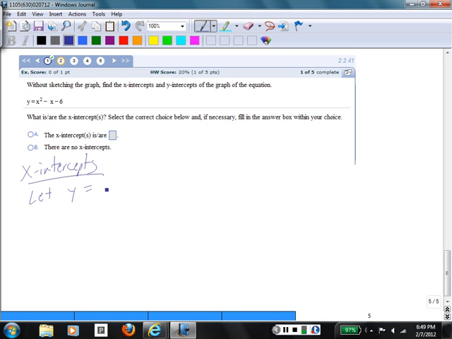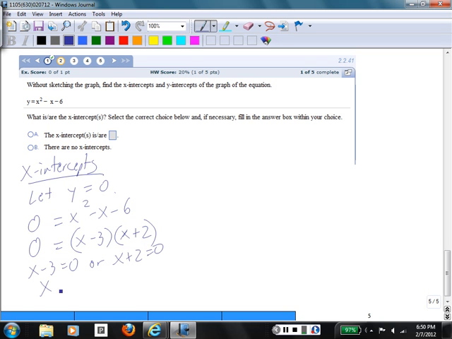Let y be 0. 0 equals x squared minus x minus 6. And then it's a factoring problem. Feel comfortable factoring this? 3 and 2, and opposite signs, bigger one negative to give us the minus x in the middle. So an x and minus 3, and an x and plus 2. Negative x in the middle, negative 6 on the end, and x squared in front. So set each factor equal to 0, and we can see what the solutions are.